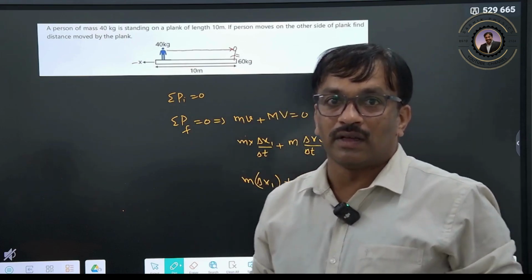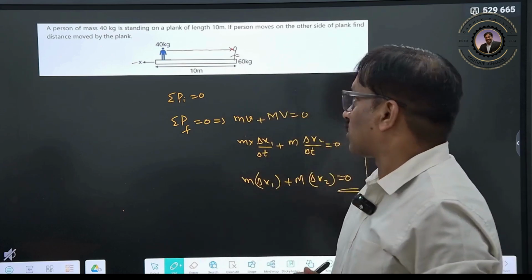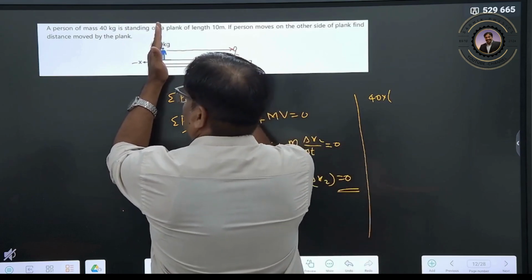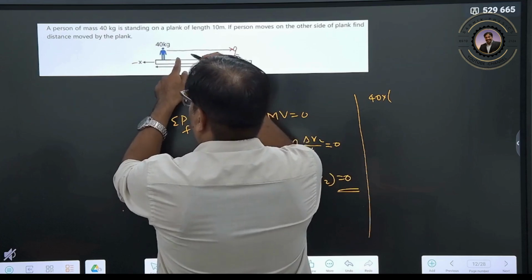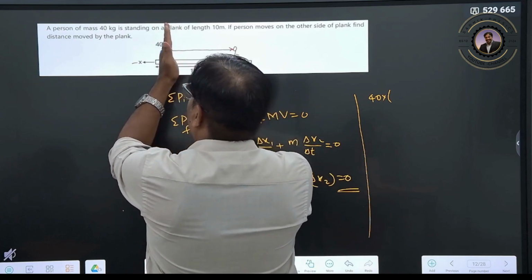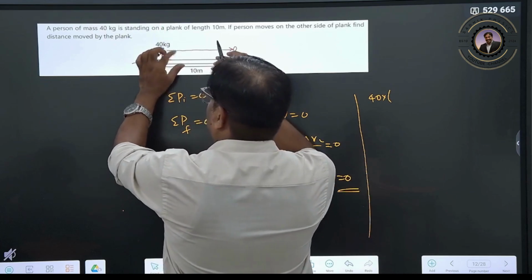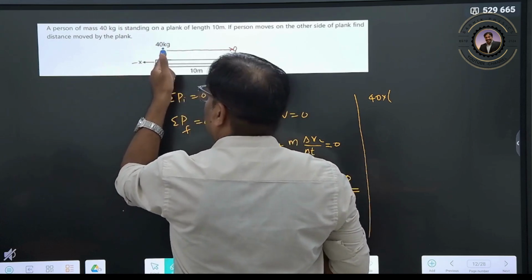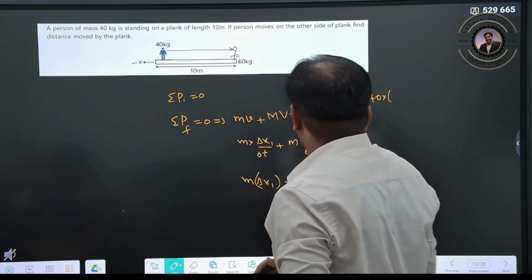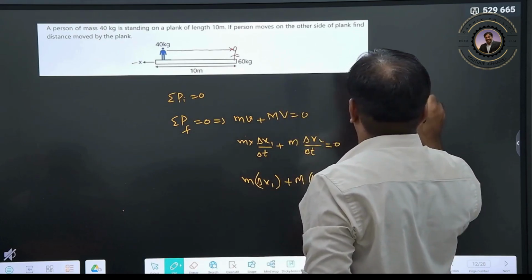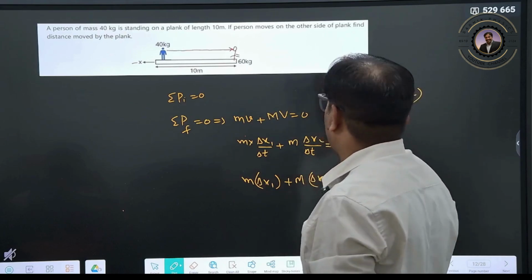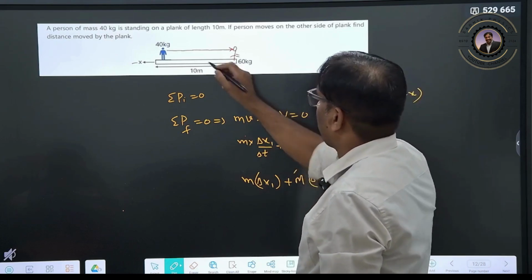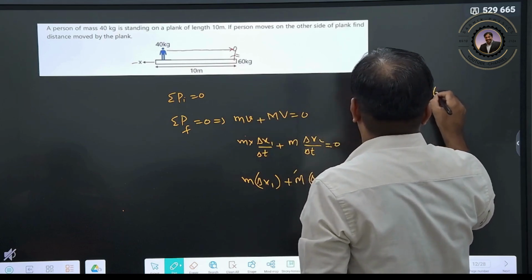Here is where they go wrong. He will not really travel the 10 meter distance, because while he is traveling, this plank is going back. Clear? He is moving, that means the plank is going back. If it were fixed, he would have moved 10 meters. But here the plank is also moving, therefore he is moving not 10 meters but 10 minus x meters. If you really understand this, then it is easy to solve. Then this capital M is the mass of the plank, therefore the mass of the plank is how much? 60.